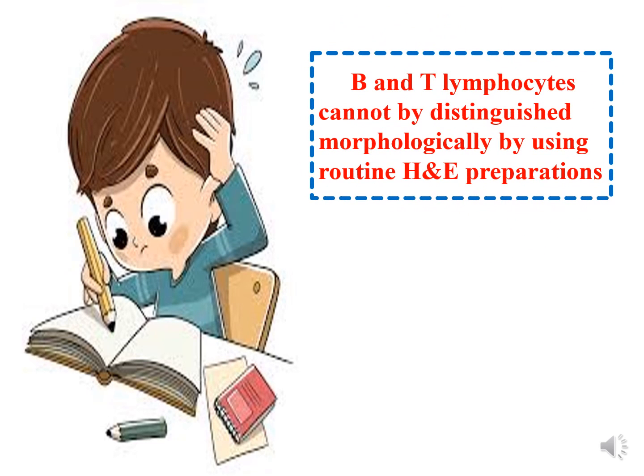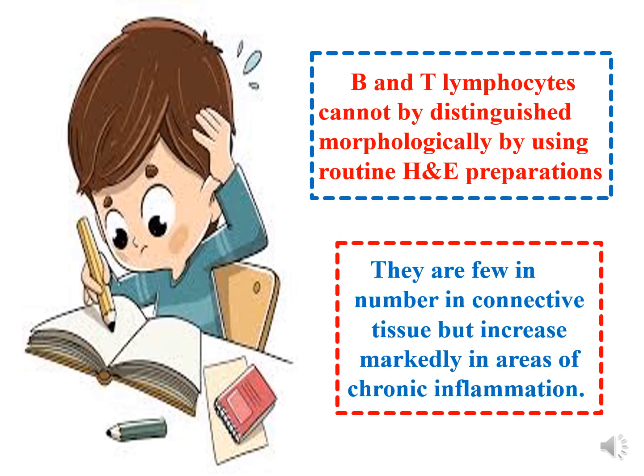B and T lymphocytes cannot be distinguished morphologically by using routine hematoxylin and eosin preparation. إذا من خلال التحضيرات النسيجية ما ممكن نميز البي ليمفوسايت عن التي ليمفوسايت من ناحية الشكل. They are few in number in connective tissue, but increase markedly in areas with chronic inflammation. عادة الليمفوسايت تكون أعدادها قليلة، لكن أكيد تزداد في حالات الانفلاميشن or during infection with any disease.